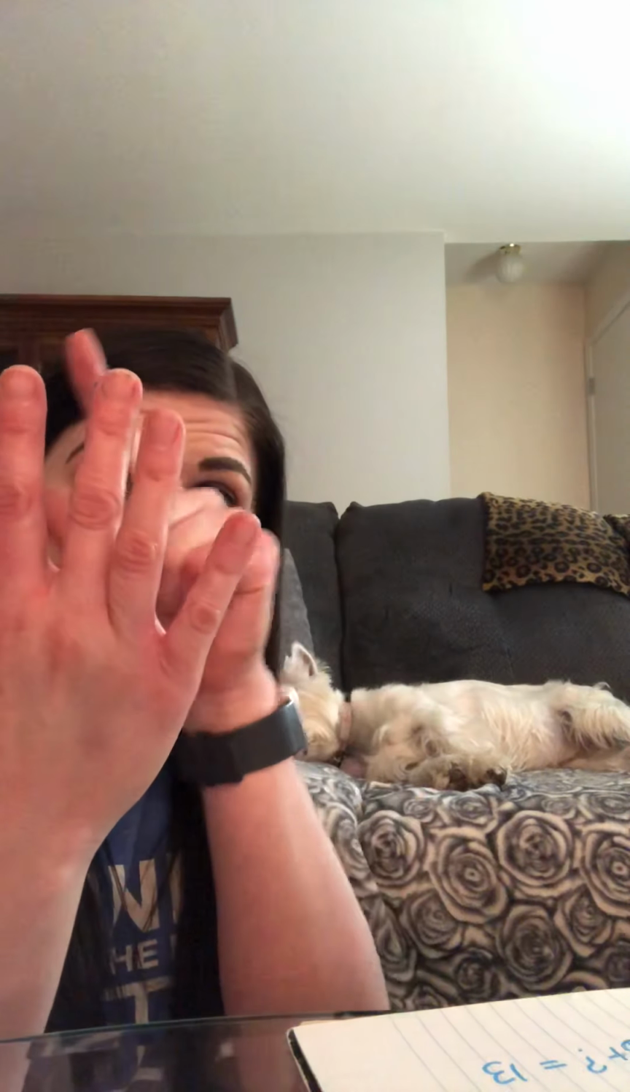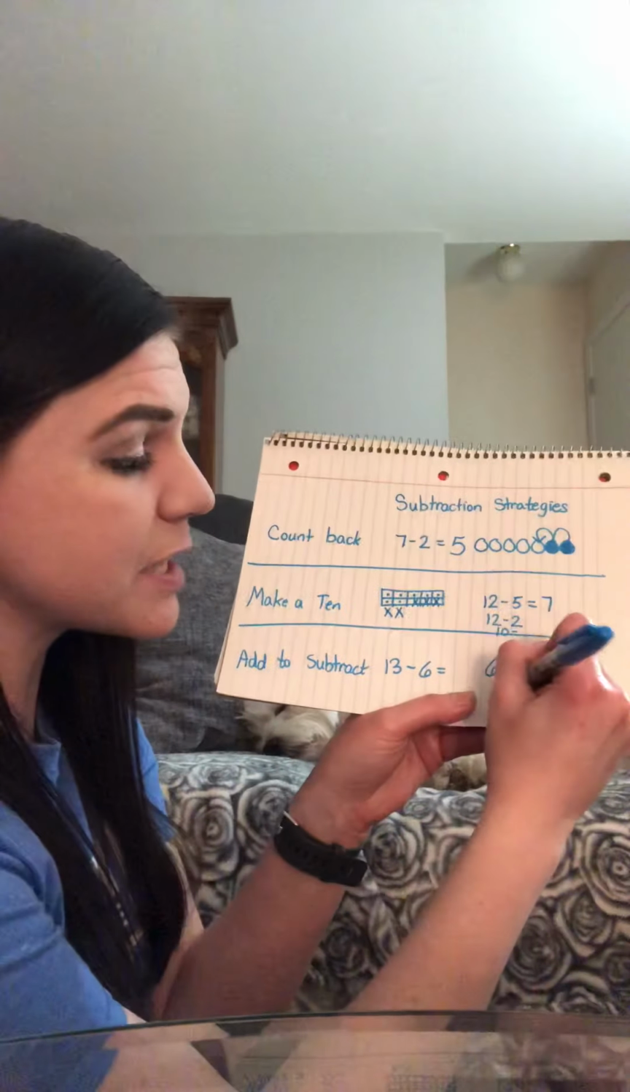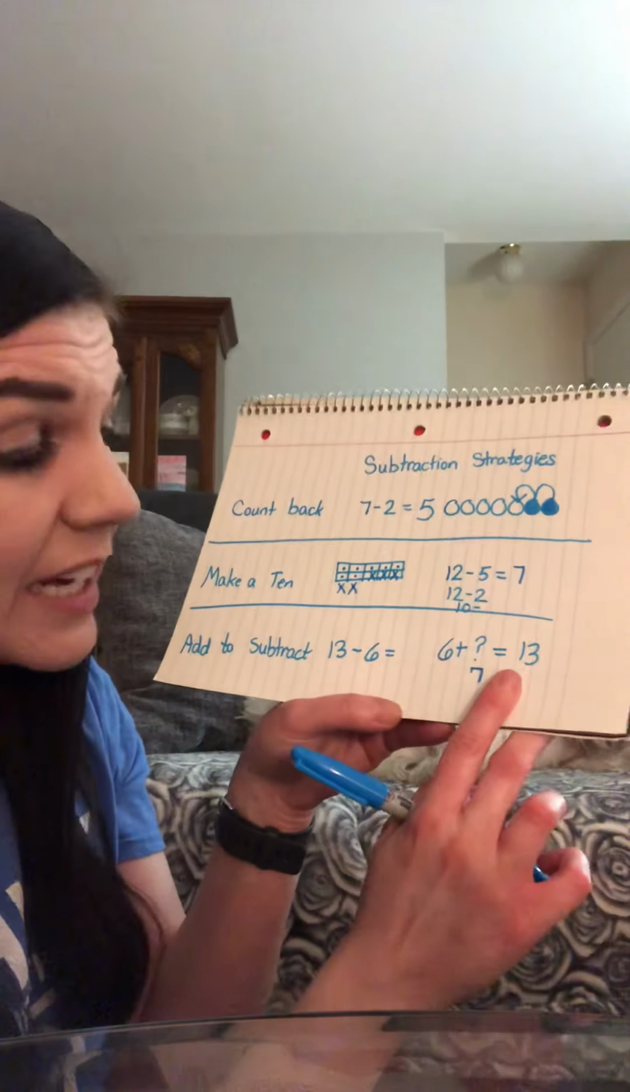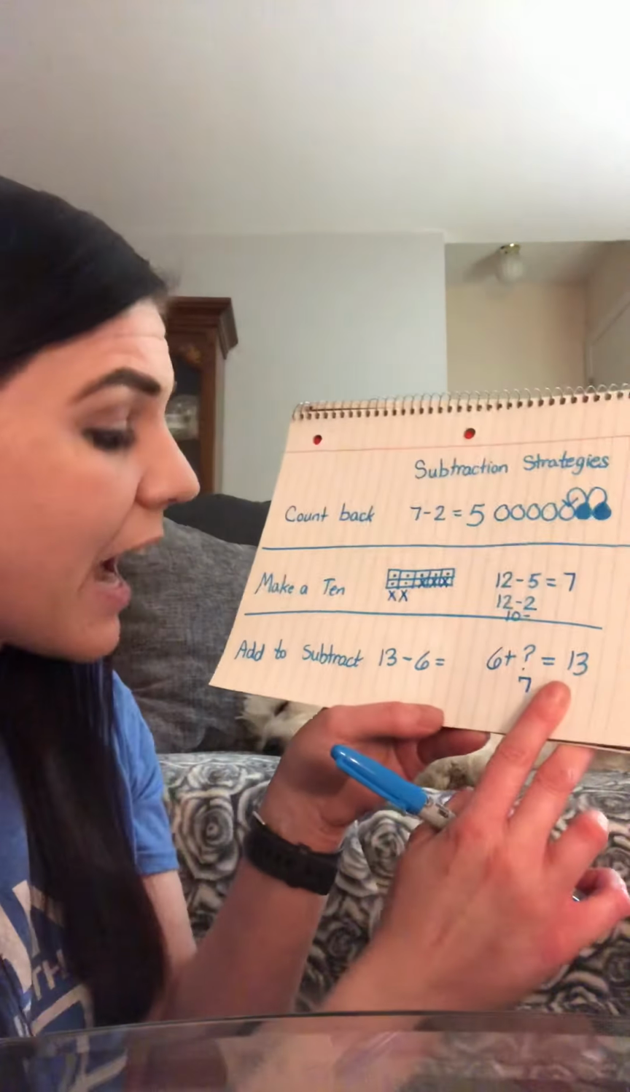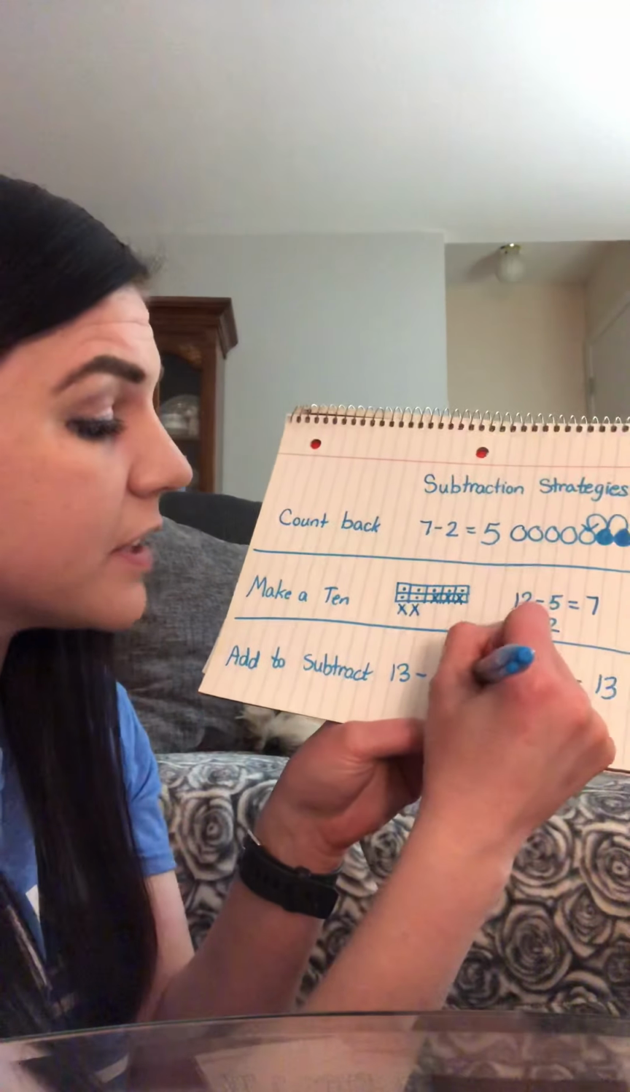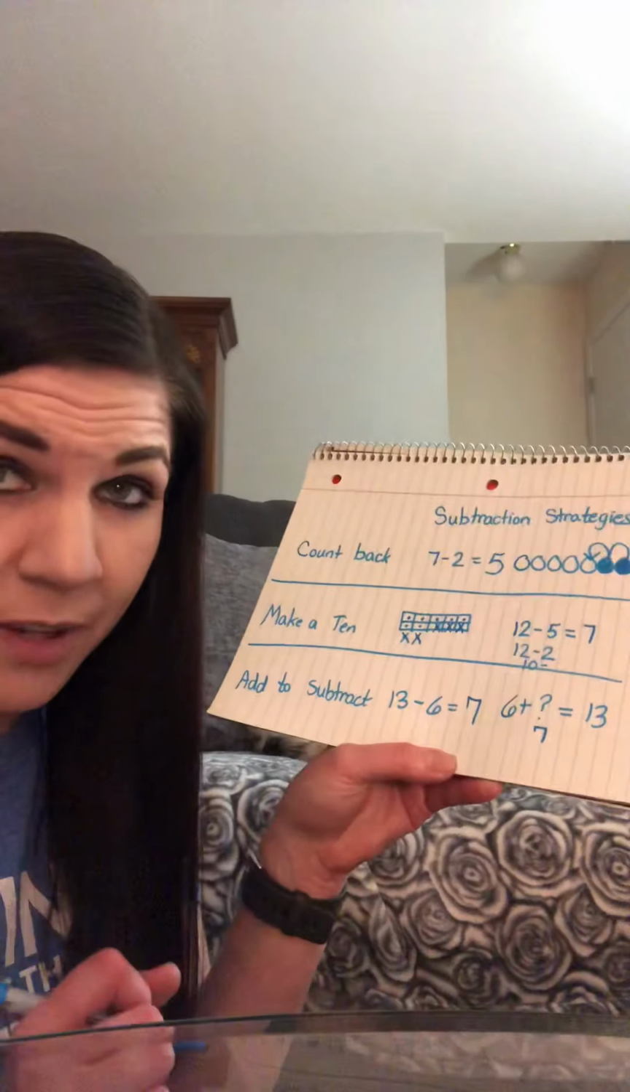How many fingers do I have up? Let's count. 1, 2, 3, 4, 5, 6, 7 fingers. So that means that 6 plus 7 equals 13. Because they're related facts, I know that 13 minus 6 equals a difference of 7.